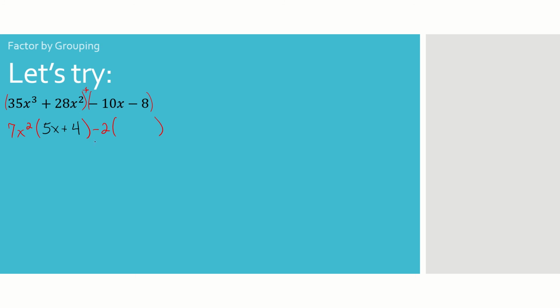So negative 10 divided by negative 2 is positive 5. Have that x. Negative 8 divided by negative 2 is positive 4. So now you can see what we have in parentheses matches. If I did not take out that negative 2, if I only took out a positive 2, then I would have been left with negative 5x minus 4. That is different than 5x plus 4. We would not be able to go any further.